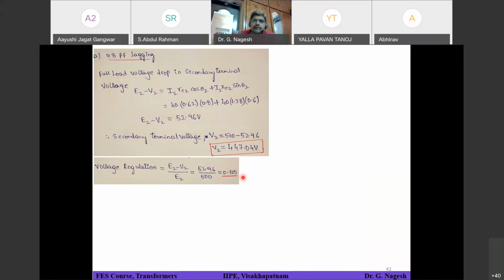Right. So now part B, for leading power factor load, try to calculate this voltage regulation. Everything remains the same. The only thing is you will have a minus sign here in the E2 minus V2 expression. So try to calculate the difference first and then find the voltage regulation for 0.8 leading.